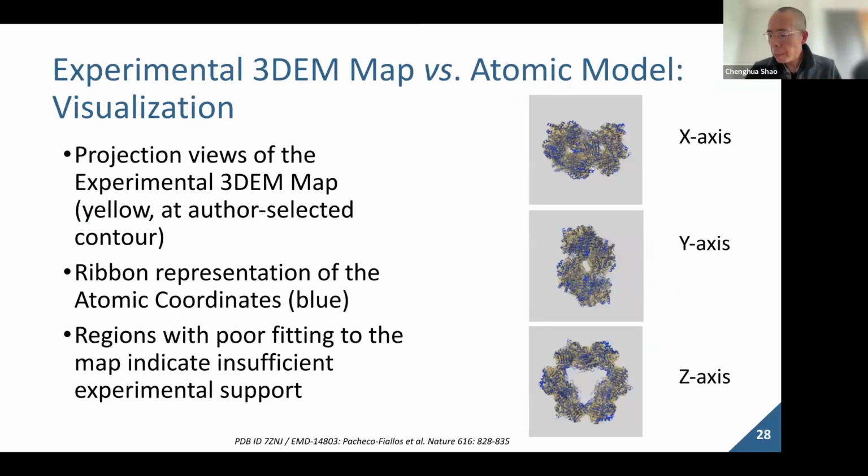Next, the map model overlay reviews the goodness of fit and also indicates the contour. Here, the blue ribbon indicates the atomic coordinate model, and the yellow half-transparent mesh indicates the map at the author's contour, where the misfit, which means the regions not covered by the map, are the regions with insufficient experimental data support.